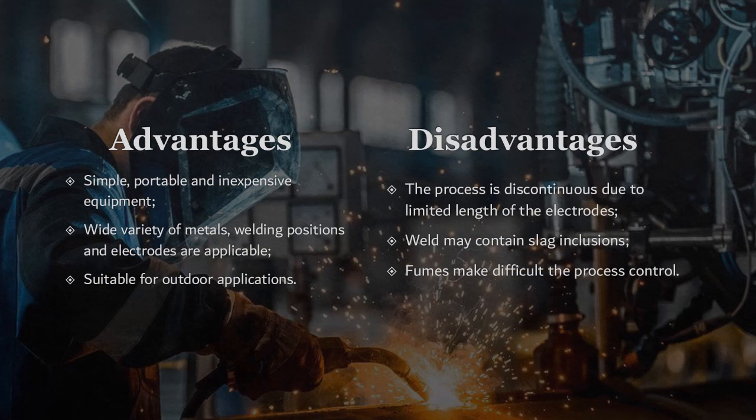Next, we are moving to the advantages and disadvantages of SMAW. The advantages of SMAW are simple, portable, and inexpensive equipment, and a wide variety of metals, welding positions and electrodes are applicable, and it is suitable for outdoor application. But for the disadvantages, the process is discontinuous due to the limited length of the electrodes. Weld may contain slight inclusions, and fumes make process control difficult.